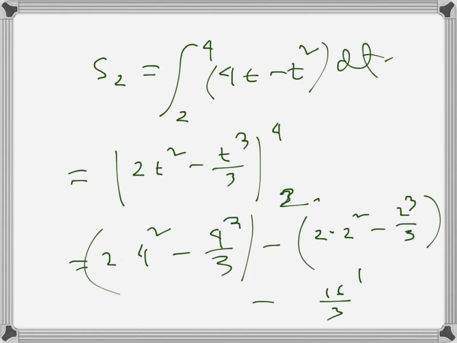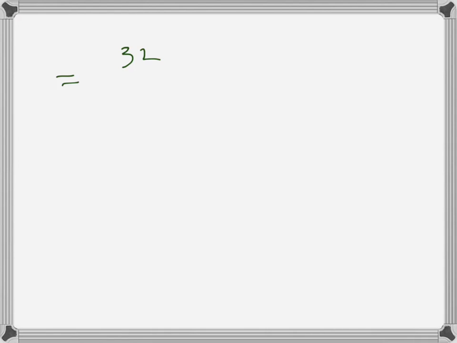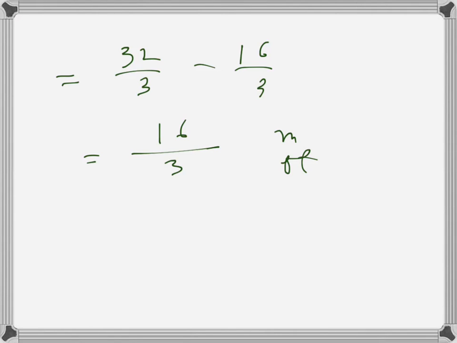We did that before. And this one becomes 32 minus 64 over 3, so that becomes 96 minus 64, so 32 over 3, minus 16 over 3. So that's basically 16 over 3 meter or feet, whatever. So that's the total path in one direction it goes.